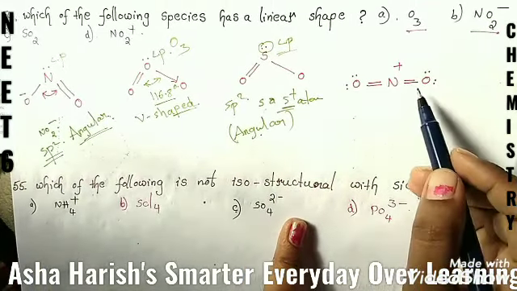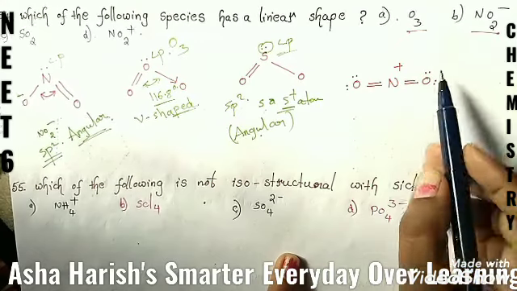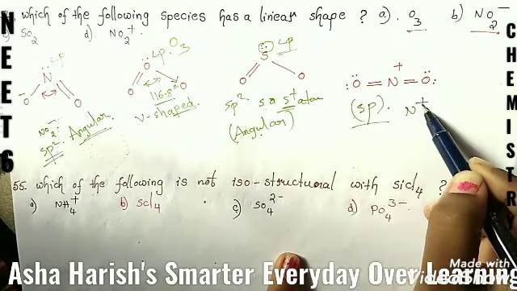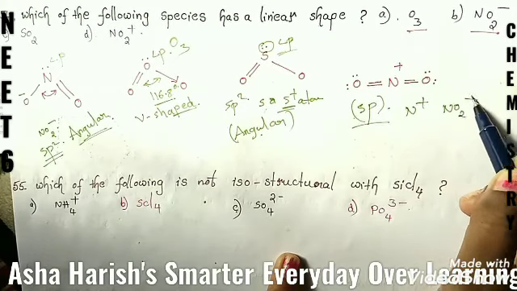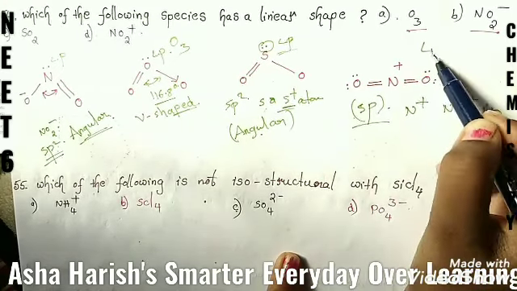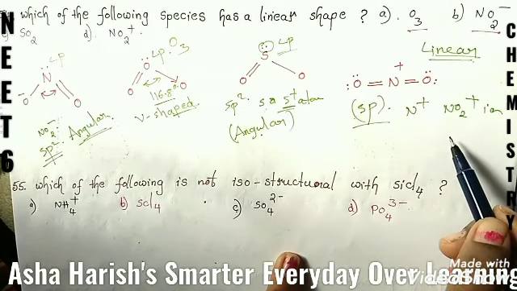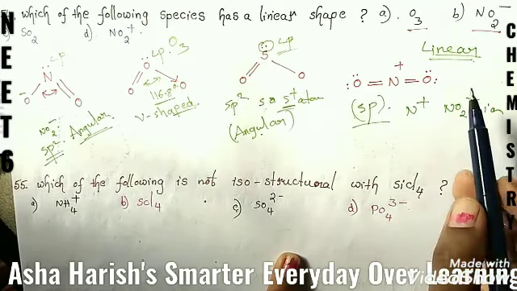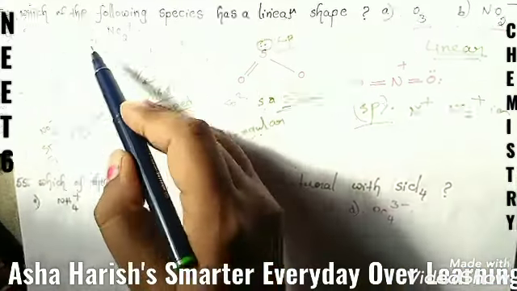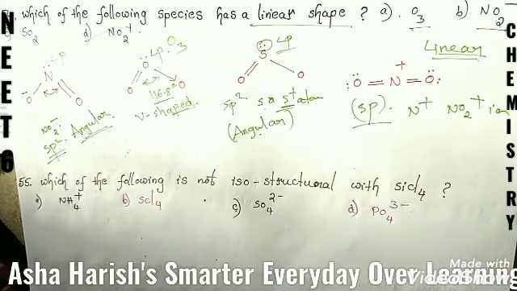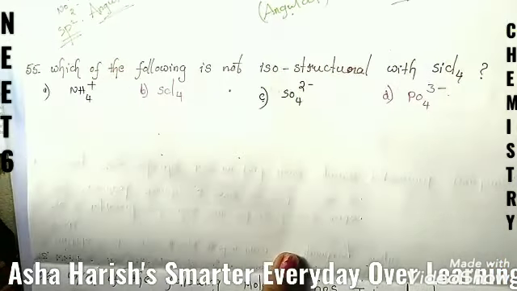And let's go for next one, NO2 plus structure. Due to the sp hybridization of N plus in NO2 plus ion, these are having the linear shape. Okay, now the option is option D. We have NO2 plus has the linear shape, what they have asked in the question. Right, we shall go for the next one.